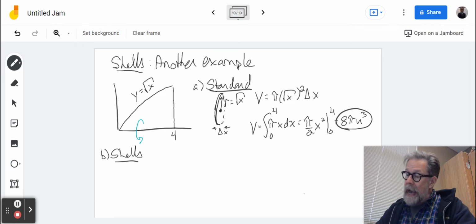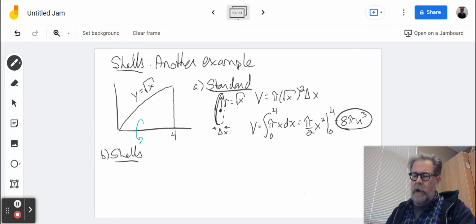Looking at my disks, the radius is equal to the square root of x. The width is equal to delta x, which means that the volume is pi r squared delta x, which is pi x dx. A simple integration tells me that the volume of this shape will be 8 pi.